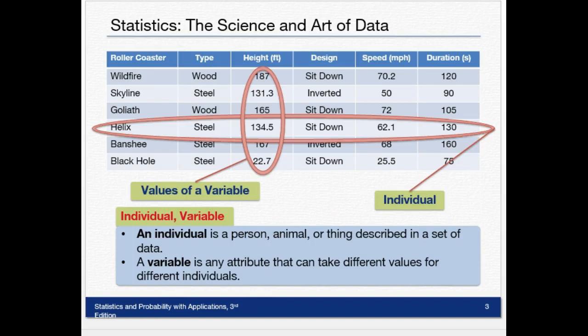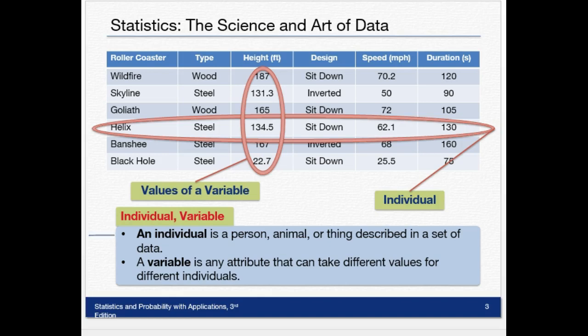Okay, so here's the sample data table. It's about roller coasters. It has the type, the height, the design, the speed, and the duration of the roller coaster. So this is stats on roller coasters.